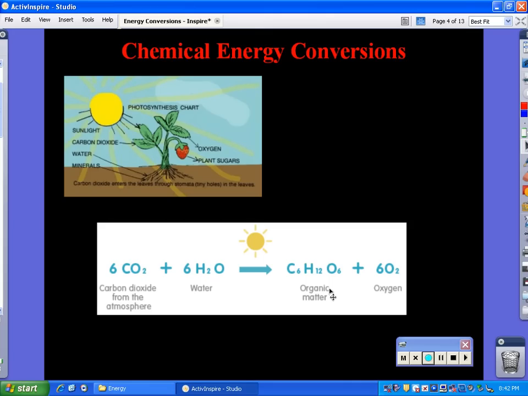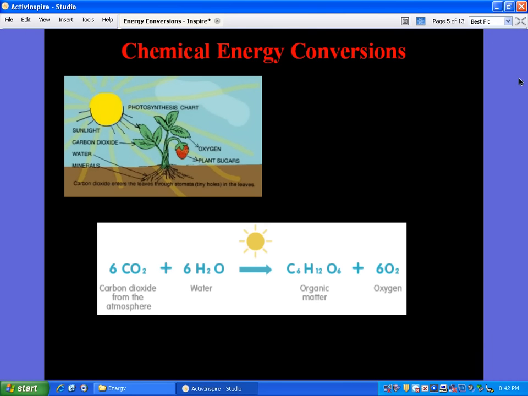C6H12O6 is glucose, and 6O2 is a byproduct. The plant doesn't really use this, so it releases it, which is good for us because mammals require it. Another energy conversion you could even go a little further with: the sun produces nuclear energy in its core that produces thermal and light energy, and then down here combines with chemicals in the ground to create sugar, that wonderful food substance we love.